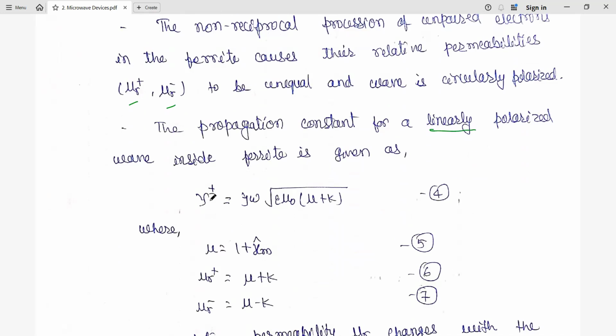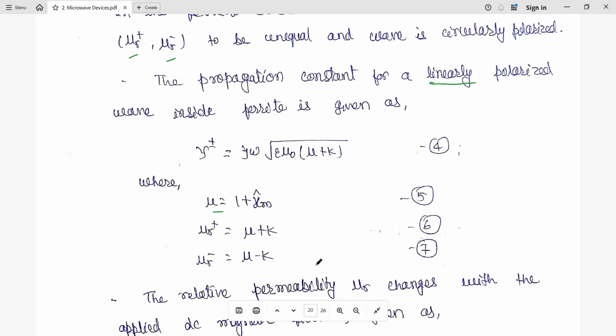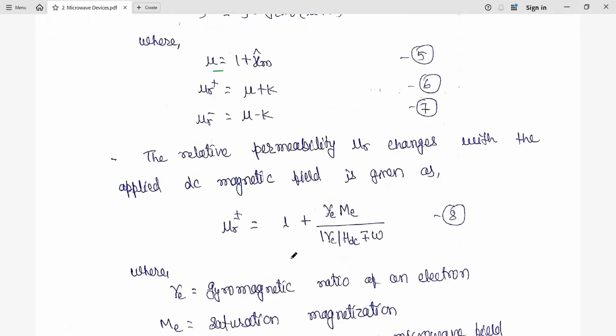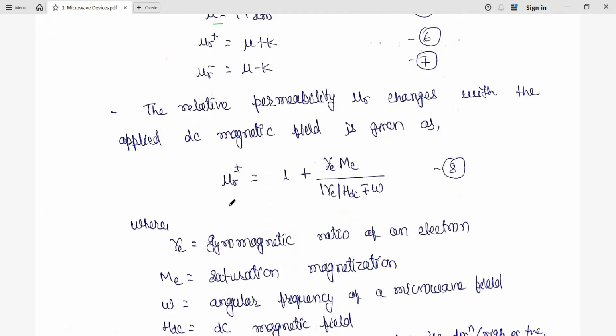So that is gamma plus minus equal to j omega root epsilon mu naught into mu plus k. So what is mu here? 1 plus chi m, and mu r plus will have mu plus k and mu r minus will be mu minus k. So finally, the relative permeability mu is going to change with the applied DC magnetic field. As per the strength of the DC magnetic field, it is going to change.